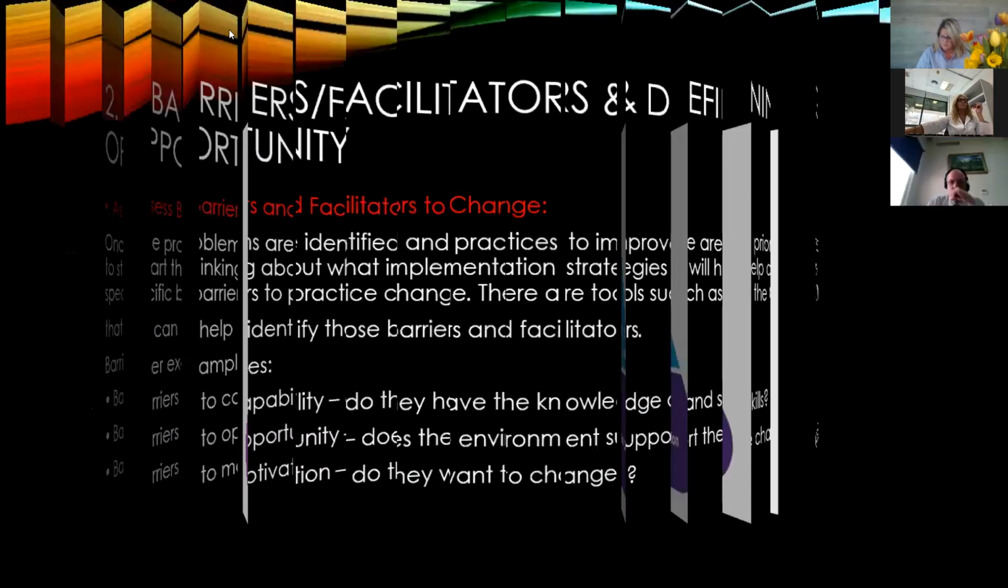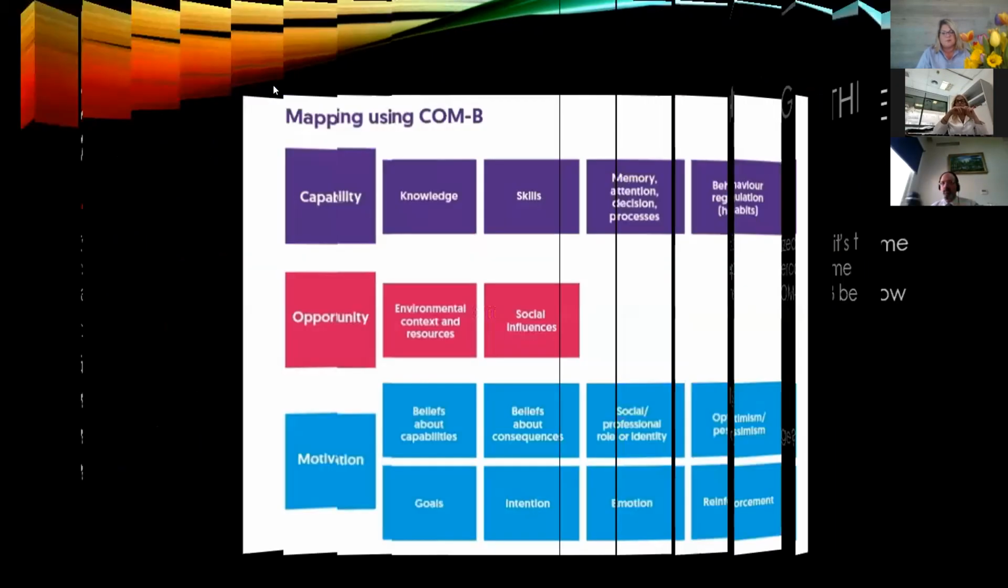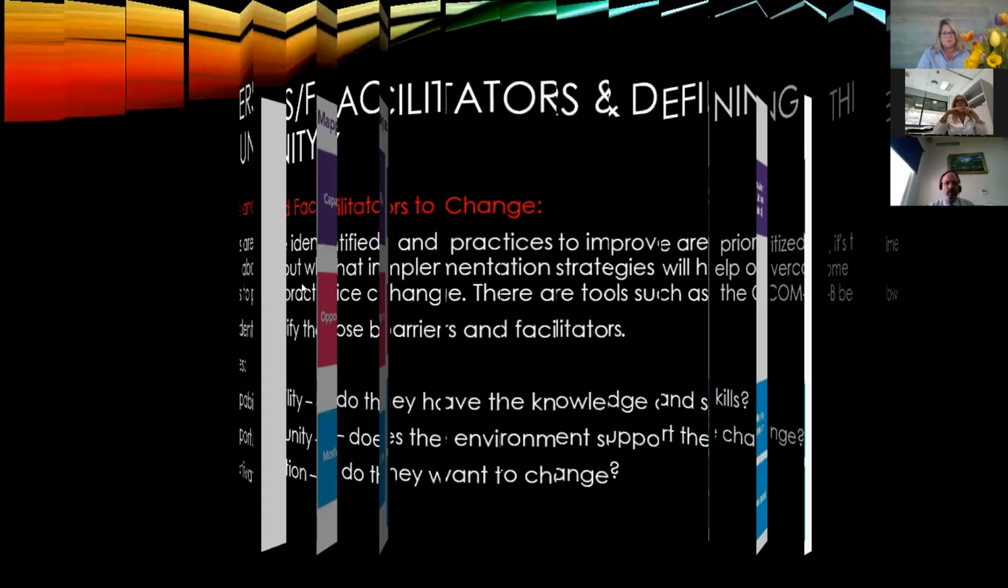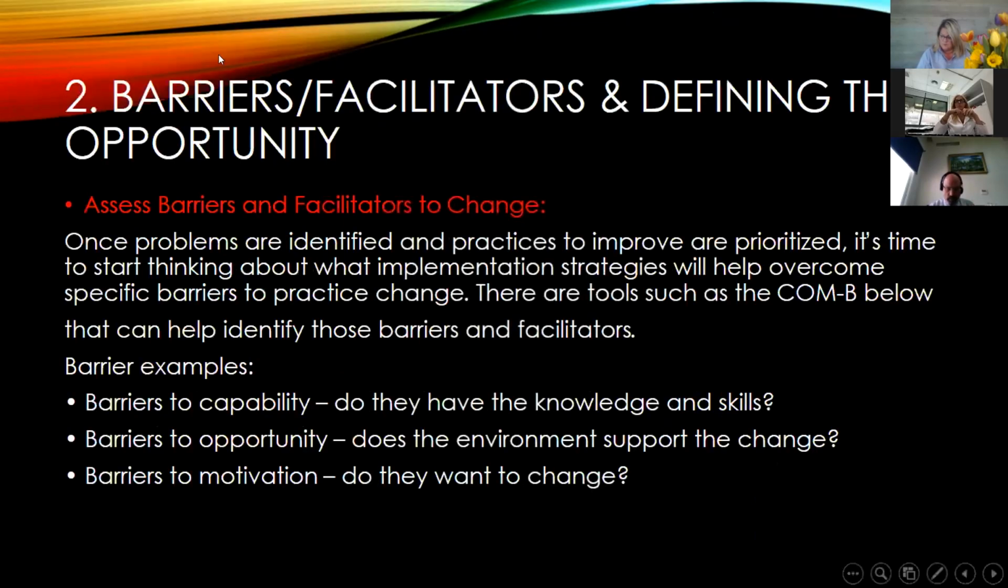Number two, the barriers and facilitators and defining the opportunities. Assess barriers and facilitators to change. Once a problem is defined, particularly to improve the opportunities, it is time to start thinking about what implementation strategies will help overcome the specific barriers to practice change.